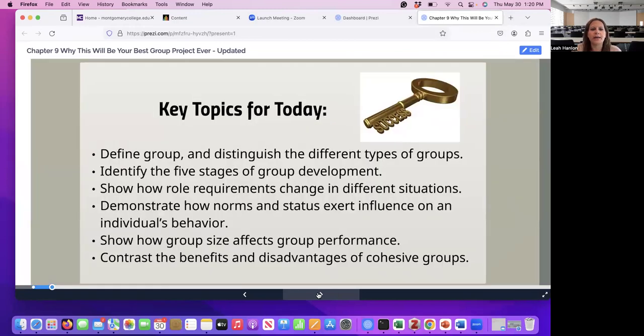Key topics for today: define group and distinguish the different types of groups. Identify the 5 stages of group development. Show how role requirements change in different situations. Demonstrate how norms and status exert influence on an individual's behavior. Show how group size affects group performance. Contrast the benefits and disadvantages of cohesive groups.